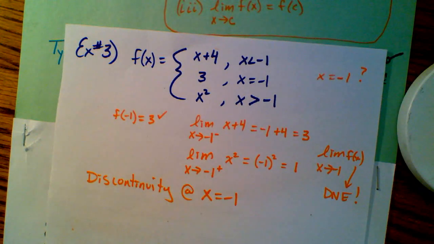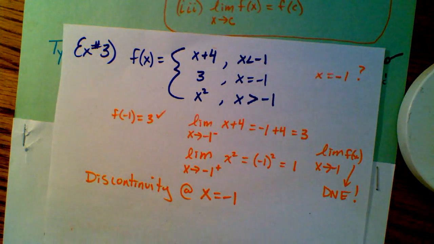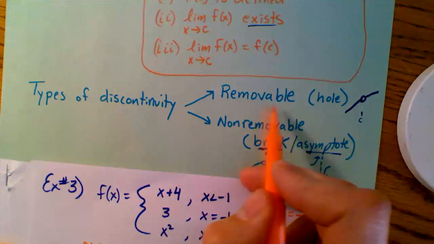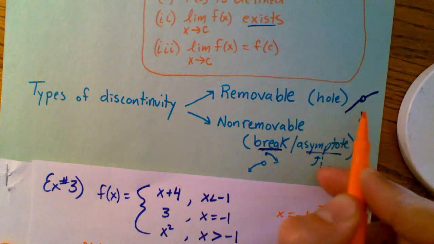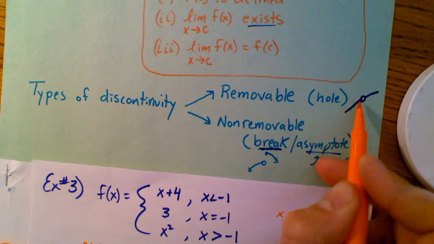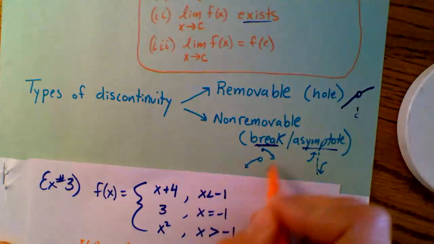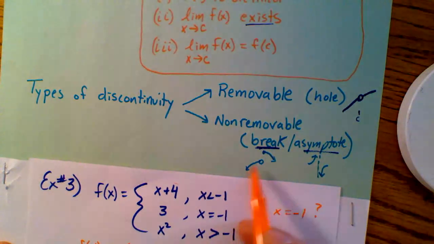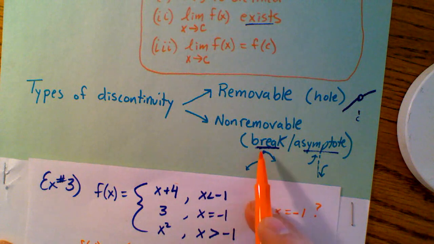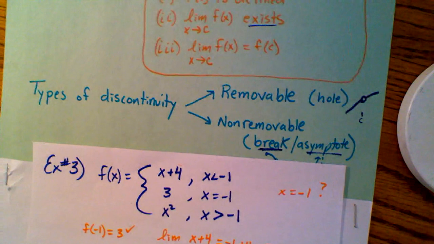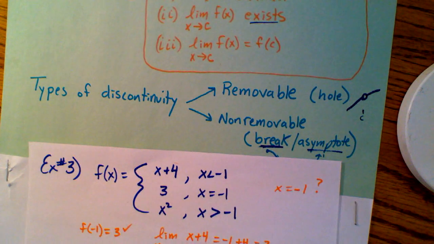Now, what is it going to be? Removable or non-removable? Okay, well, let's go back to that sheet that I've been referring to. A removable hole would be if the limit exists, but the value doesn't. Well, we didn't have that. We had this situation, correct? Because from the left, it approaches one number. From the right, it approaches another number. That would be a break. That would be non-removable. And then we would call it a break.